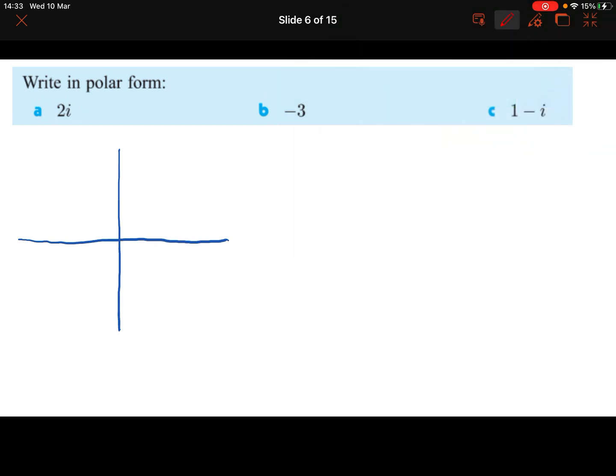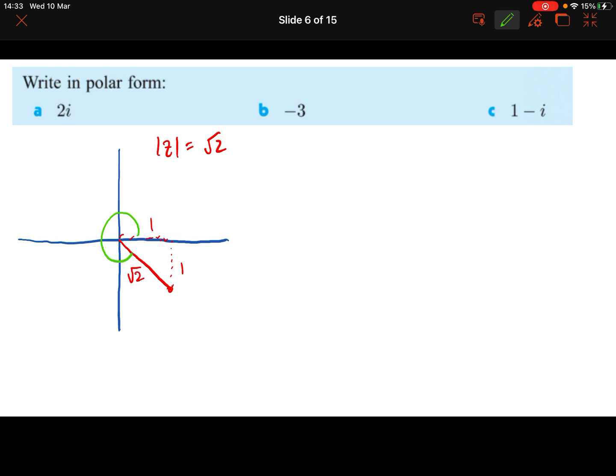Right, so 1 minus i will be down here. Okay, 1 minus i. So we know this distance is 1 and this distance is 1. So surely the modulus is going to be root 2, just a bit of Pythagoras. Okay. Now what we need to know is the argument. Well, the argument is this.